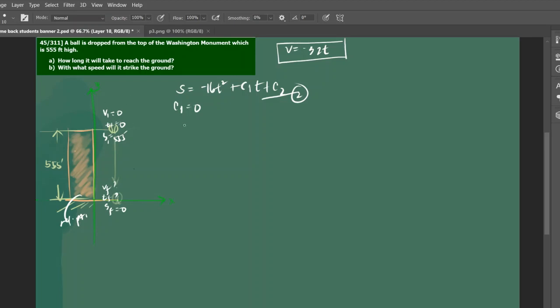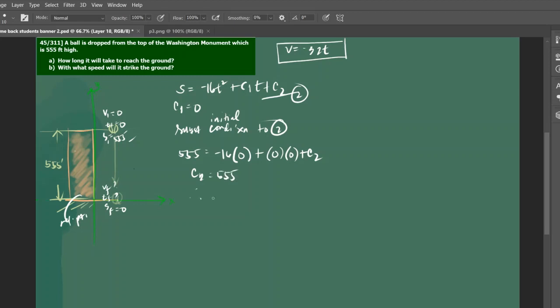Okay? So, s is 555. So, substitute initial condition sa equation 2. Ang s natin ay 555 equals negative 16 times ang time natin at initial condition, 0, plus, since c sub 1 is 0, times time, plus c sub 2. Therefore, cancel out na to, c sub 2 is 555.